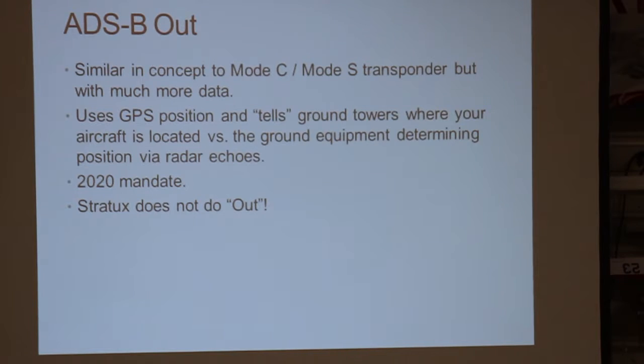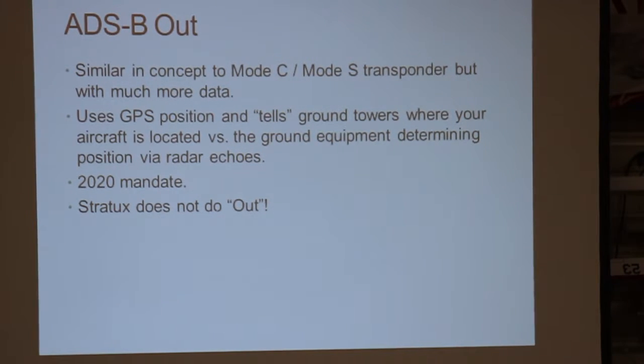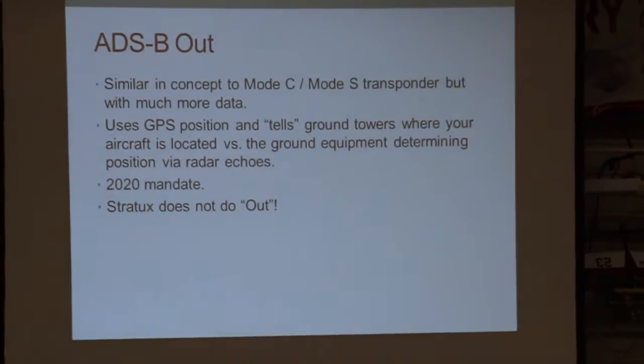ADSB out, in case anybody doesn't know, it's part of the FAA's NextGen efforts. We have the 2020 mandate. It's similar to Mode C, Mode S, has a lot more data. It uses GPS, and instead of being interrogated by a radar, and the radar figuring out where you're at, your aircraft, your transponder will be telling ATC ground towers where you are at. And important here, Stratux doesn't do out. It's just a receiver.